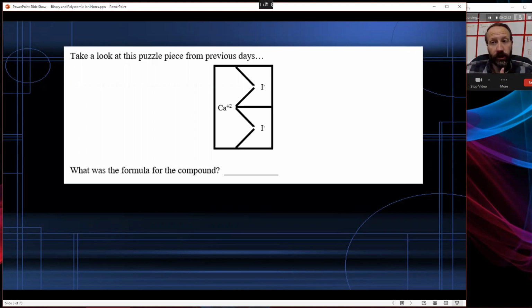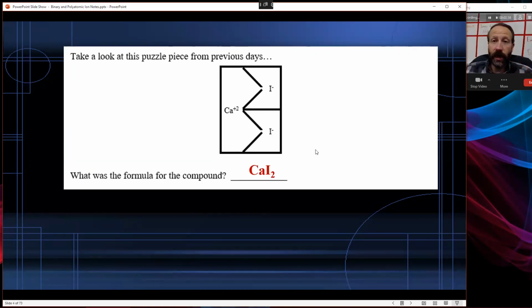So I have this puzzle piece here. And as you can see, I have one calcium piece, it's real big, and two smaller iodine pieces going on here. And I hope you recall from building the puzzle how you made the formula. Did we not say it was CaI2? One calcium piece, and we don't write ones, okay? There's like a little subscript one there. We don't normally write ones. And then I2 because there's two iodine pieces, right? Okay. So that's how we get the formula when we see a puzzle piece.